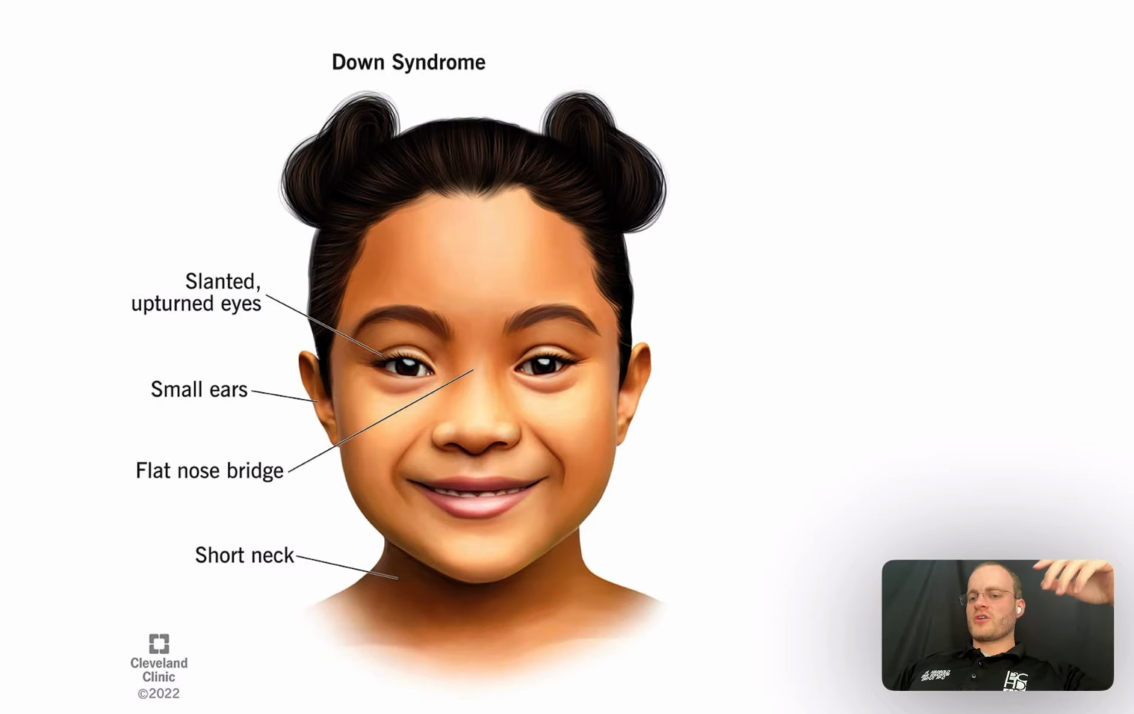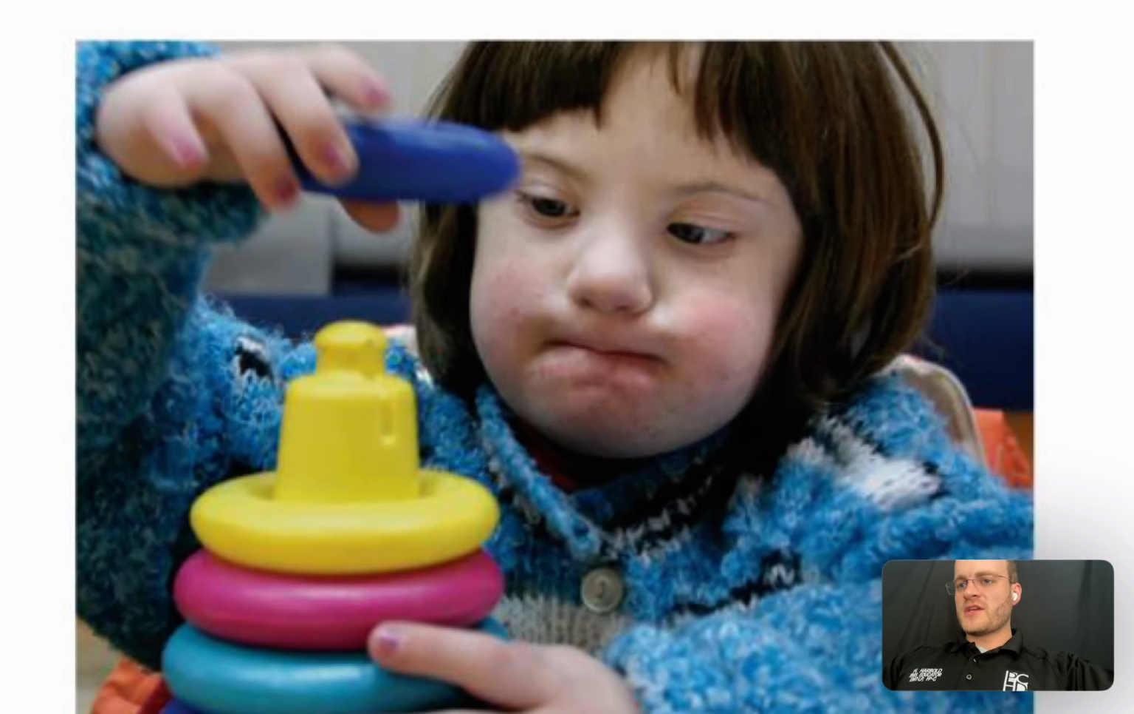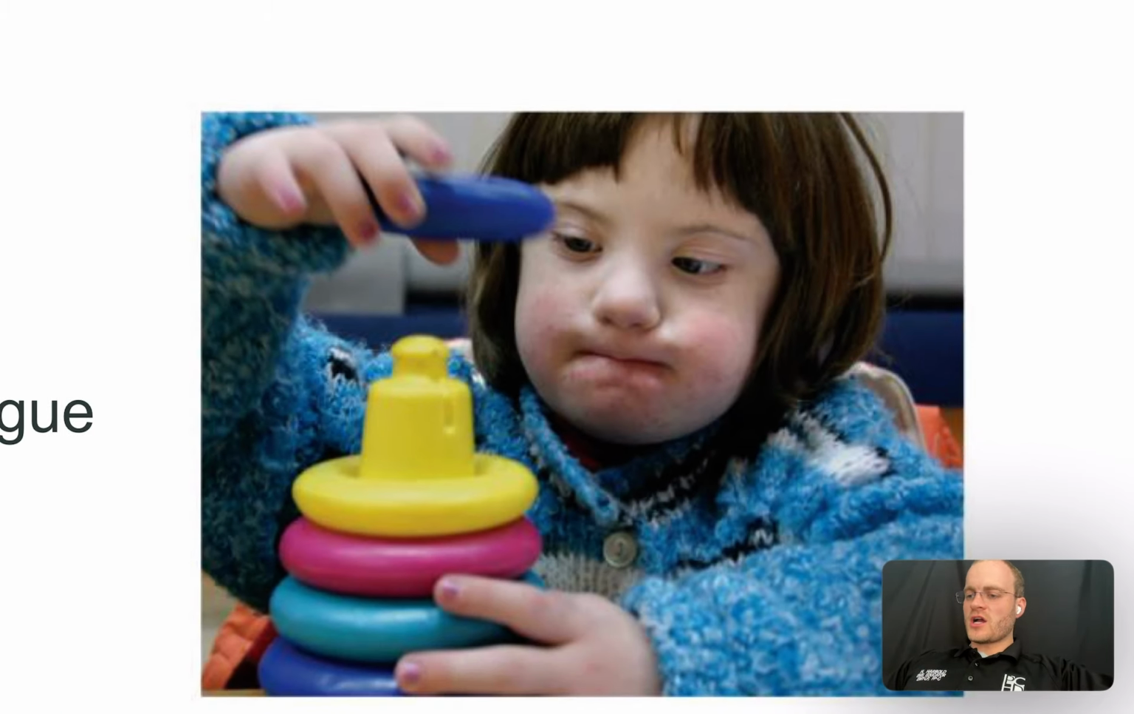They'll have this flat nasal or flat nose bone, and then they also usually have a short neck. They can also have jaw issues as well, like small jaws. And so you can see that in this patient. You can see how wide the space is between her eyes. She has this flat nose. Her jaw is not a normal rounded, very squared off jaw. So I'm like, well, why am I talking about her jaw?